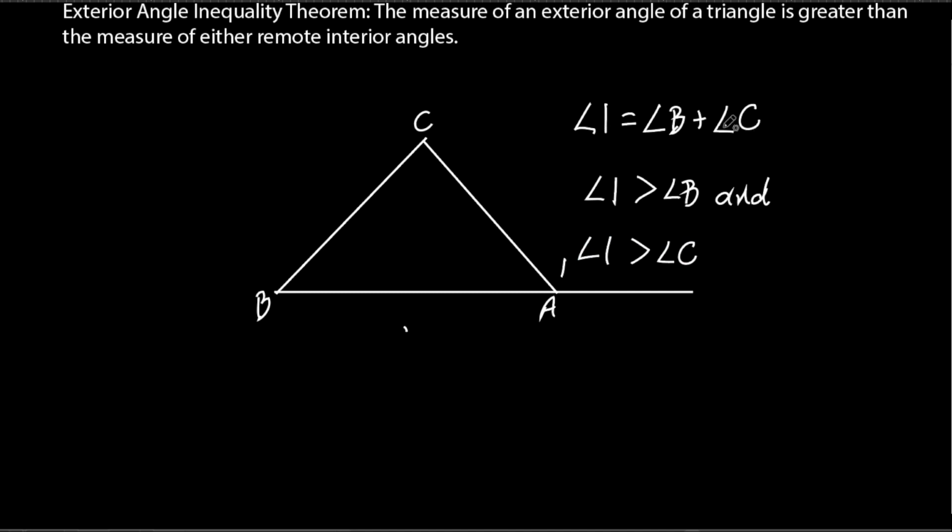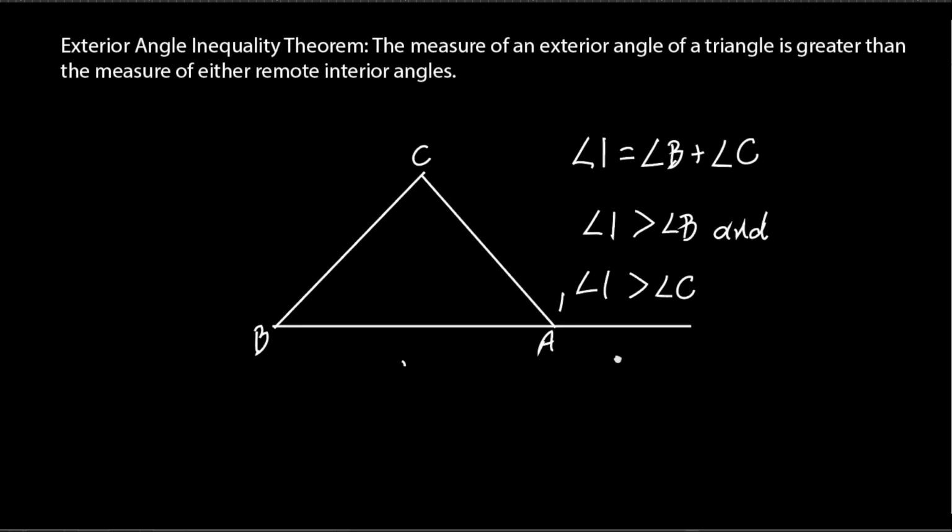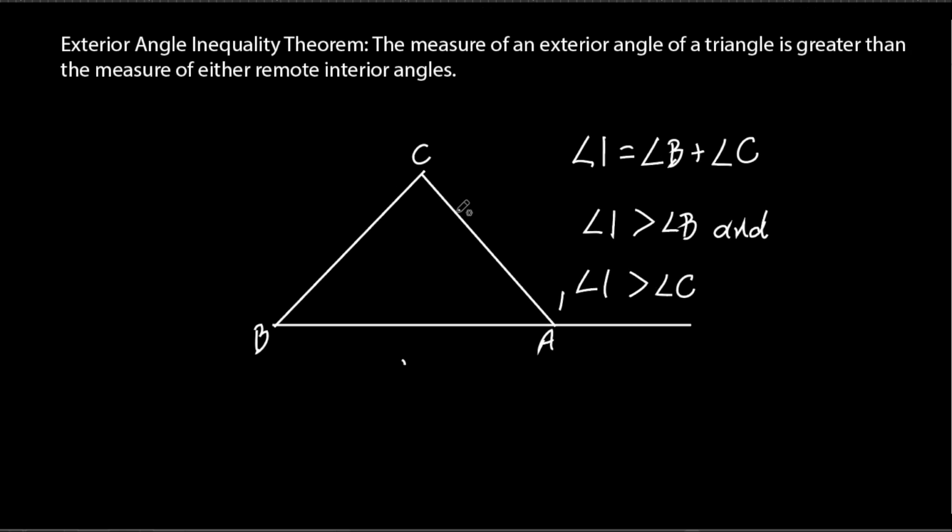We already knew that this was true because of the exterior angle theorem that we talked about in the last chapter. And according to what we just finished talking about, angle 1 must be greater. So this angle right here has got to be greater than angle B, and it has to be greater than angle C. Make sense? Yeah, it's not too bad. All right, so that's basically what that theorem says. Let's move on.